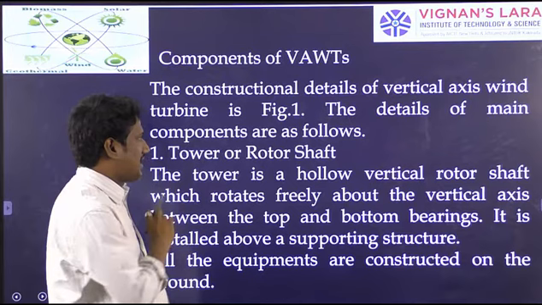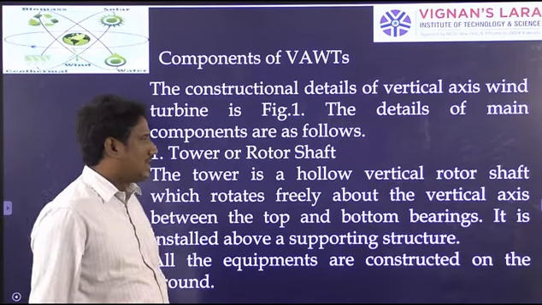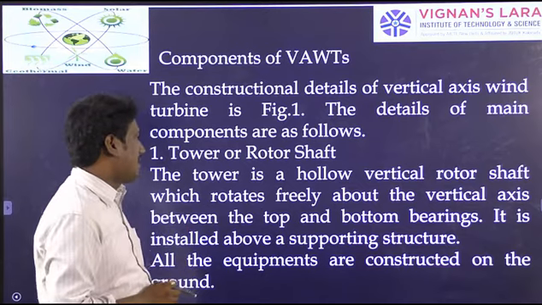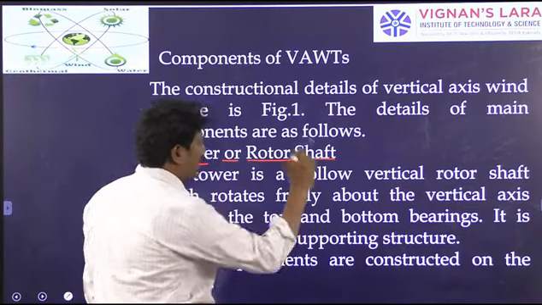The construction details of the vertical axis wind turbine are as shown in the figure we have already seen. The details of the main components are as follows: tower or rotor shaft.